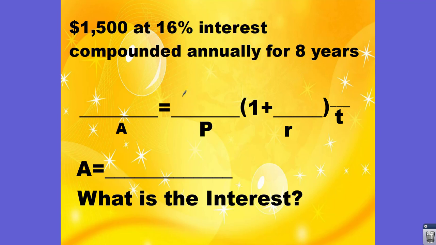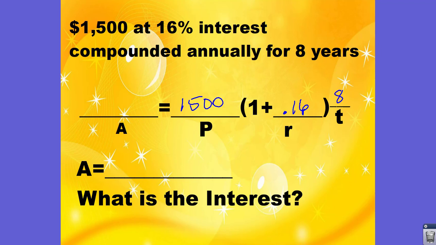Okay, so our P is 1,500, so we will put in 1,500 bucks plus the number that goes in this blank is going to be our interest written as a decimal. So 16% will be 0.16, and then the T is actually going to be our term in years. So in this case, 8. Okay. If we type all of this into the calculator, we should end up with the answer of A right here, which is going to be the principal plus interest.